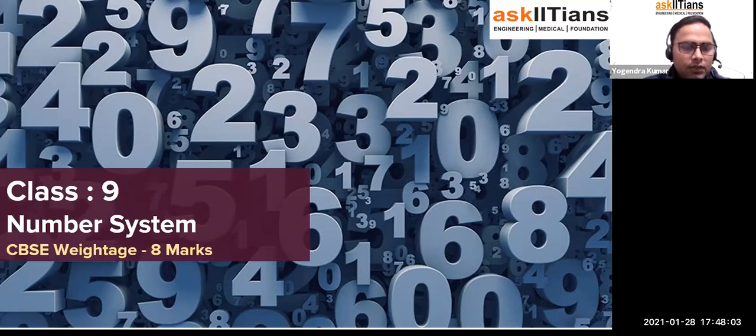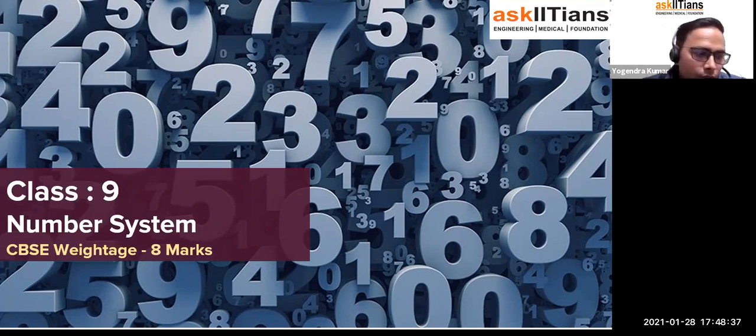As we talked about last class also, this chapter has a weightage of 8 marks in a full syllabus test. When it happens, it comes out of 100 marks, so you can count this chapter for 8 marks. That's why it is a really important chapter. We need to learn it in detail and understand its importance here, because we are going to deal with numbers in all other chapters.